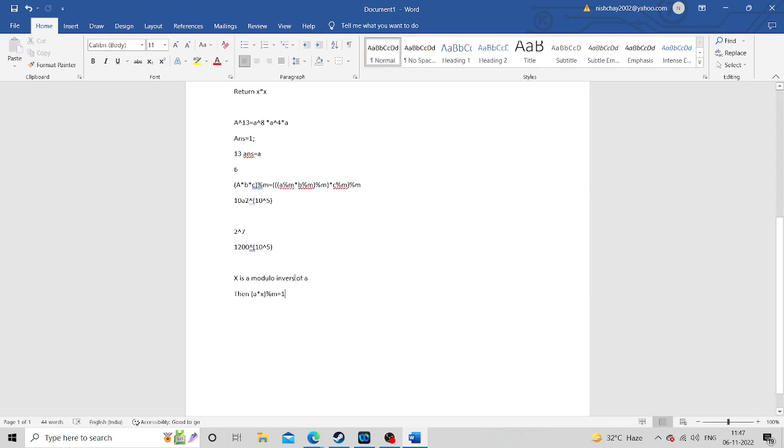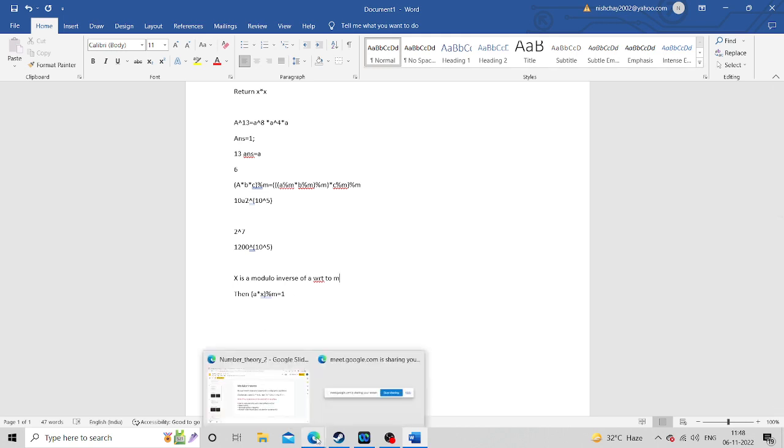If x is a modulo inverse of a, with respect to m, then a into x mod m should be equal to 1. That is what it means. When you multiply a into x and you take the remainder mod m, you will get 1.